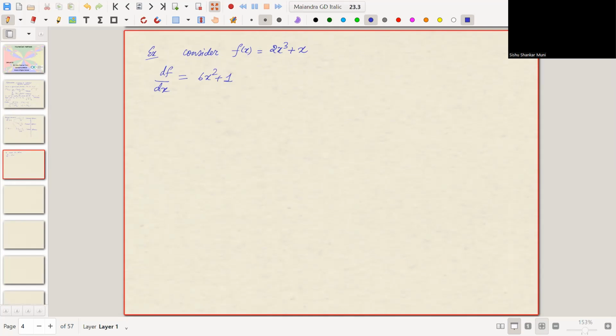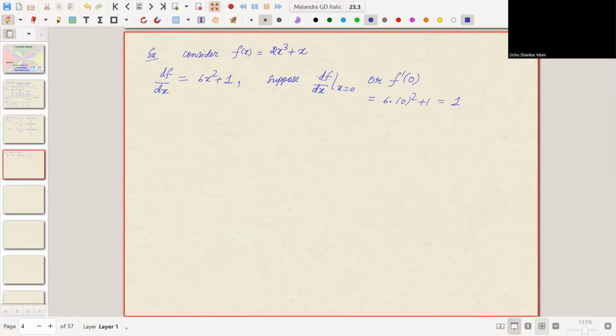Okay. So it is 6x square plus 1. You know that. Suppose we are interested in finding df by dx at x equals 0, or we can write it another way, f dash 0. What will it be? Yeah, so it is 6 times x square, where x naught is given as 0. So it is 0 square plus 1, so it is 1.